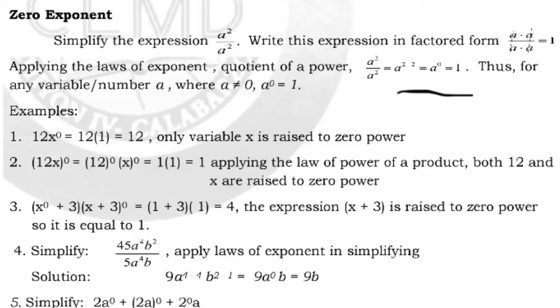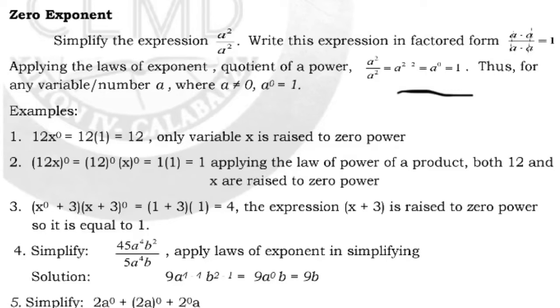Thus, for any variable or number a, where a is not equal to 0, a to the power of 0 is equal to 1. Okay? So if the exponent is 0, automatically the result is equal to 1. Okay? So let's have examples here.